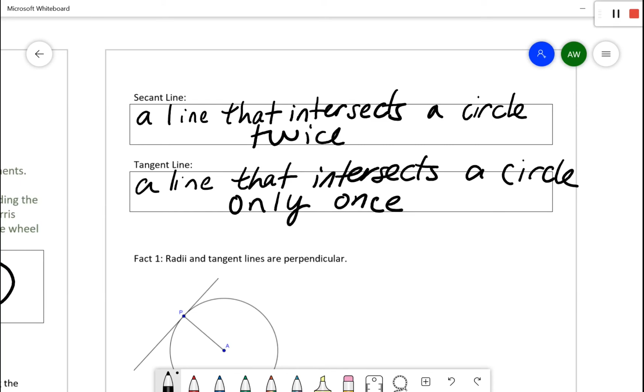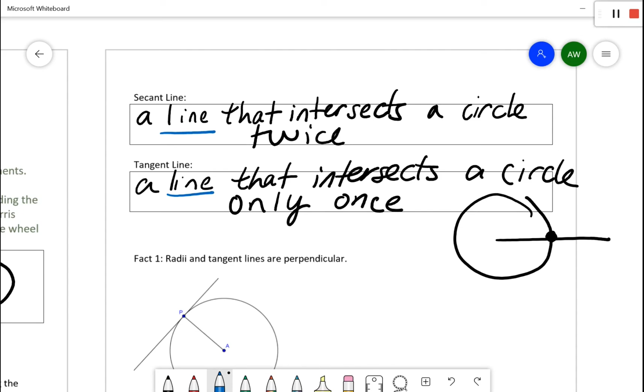Now, something we want to keep in mind with tangent lines is some people would look at a picture like this and say, well, this line only intersects my circle once, so therefore this is a tangent line. That's not exactly true, because keep in mind here that we are talking about lines in both cases. We're not talking about line segments. So remember that lines go on forever. They extend forever. We know this from the very beginning of our geometry classes. And if we were to extend this line segment into a line that goes on forever, we would see that it would, in fact, intersect this circle a second time.